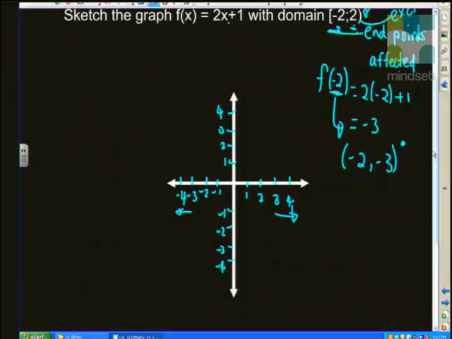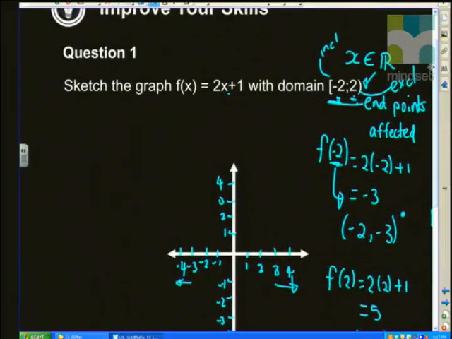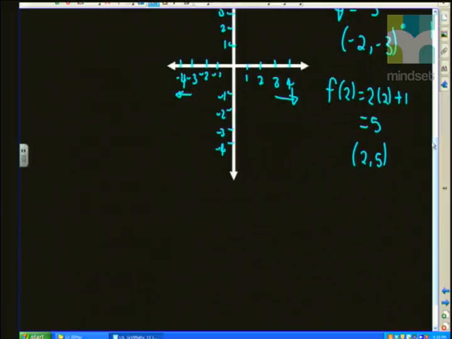Then let's look at what happens at an x value of 2. So I put 2 into my function and I get 2 times 2 plus 1, and that's going to give me an output of 5. So my other endpoint coordinate is x is 2 and y is 5. However, if you look at the domain, you will see that that point 2 has been excluded. So therefore this endpoint will have an open dot on your straight line to show that that point has been excluded from the domain.